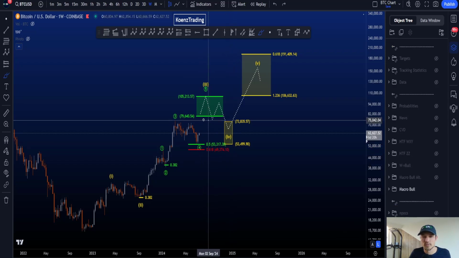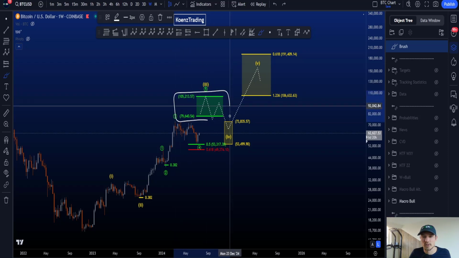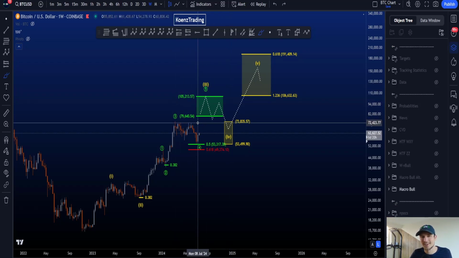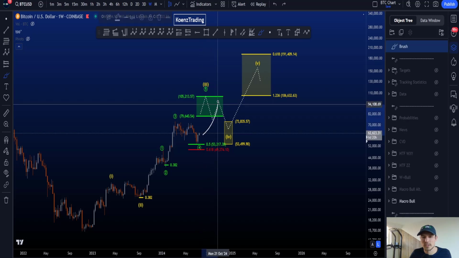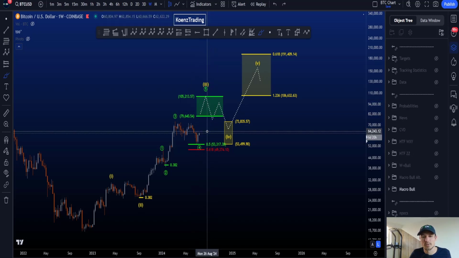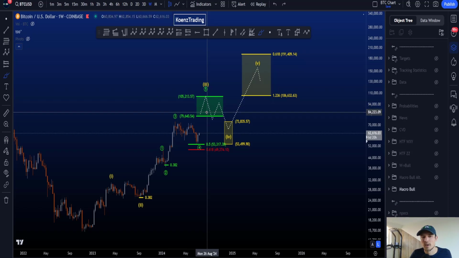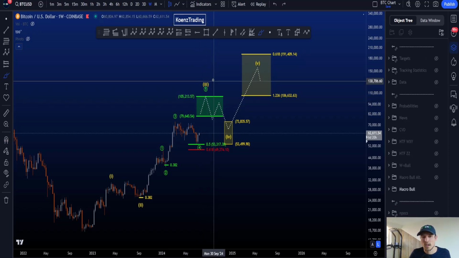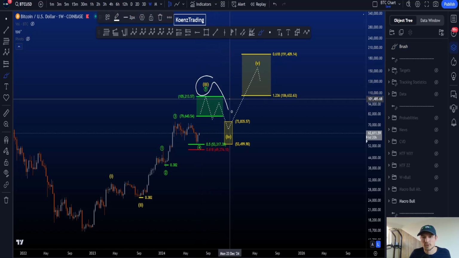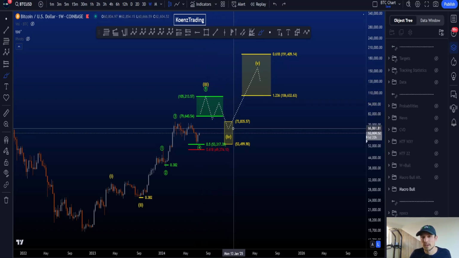Most common target for 5 is between 80k and 105k, which is a very big target area, but based on the local structures we can get more specific, as eventually on a daily, 4 hour, 1 hour, 15 minute we will also have target areas, and then we know more precisely where this wave 5 and therefore wave 3 might top out. After this wave 3, we're looking for a correction to the downside in a wave 4.